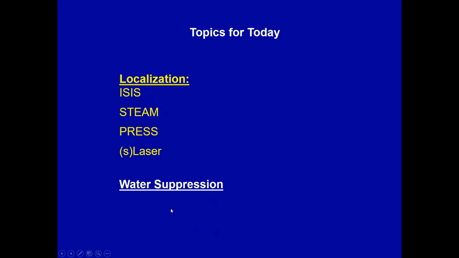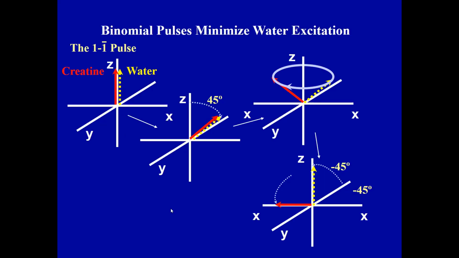All right, we move now to water suppression. One of the earliest approaches to water suppression is with binomial pulses. And there are variants on this that go beyond binomial, various combinations of hard pulses. These were first used even before gradients were in use on the scanners. The idea is, in the simplest version, called a 1-1 bar pulse. The bar means the phase is opposite. This pulse is opposite to that pulse.